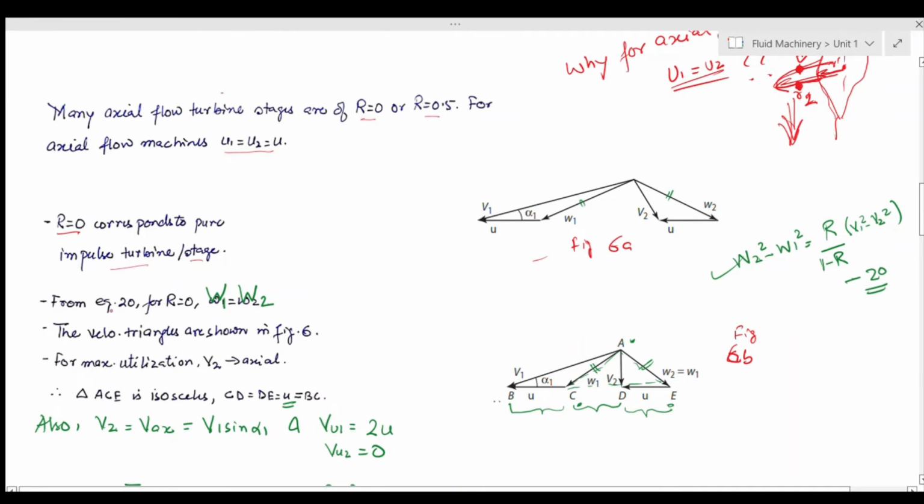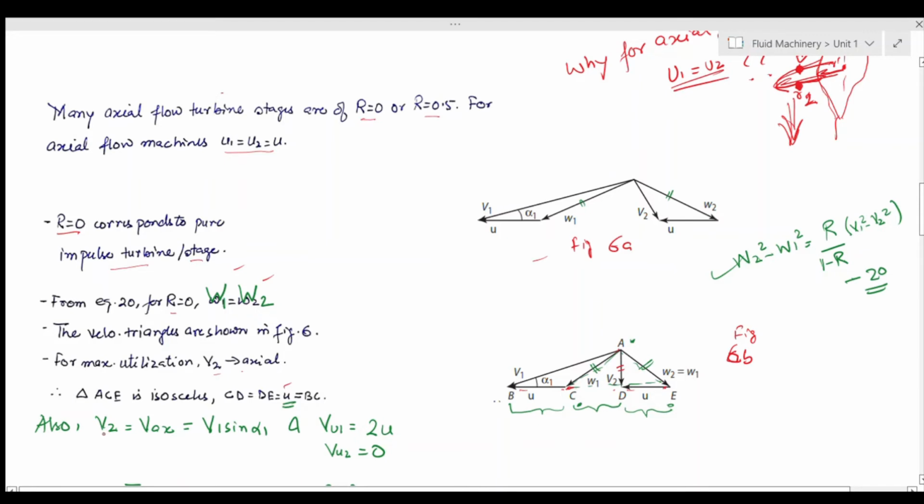ठीक है, अगर हम इक्वेशन 20 को देखते हैं जो लास्ट क्लास में थी, for R equal to 0 we would get W1 equals W2। ओके, again for maximum utilization V2 needs to be axial, V2 U से 90 डिग्री पे होना चाहिए। अगर ऐसा होता है, then if we would look at triangle ACE, since W1 is equal to W2, which means that triangle ACE is isosceles, and that proves that CD would be equal to DE, and this would be equal to BC, and all of them are equal to U, blade velocity.